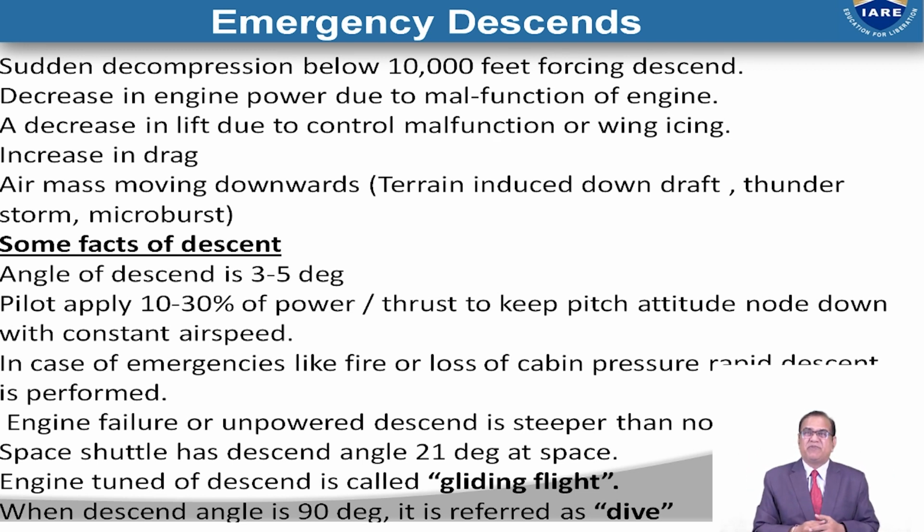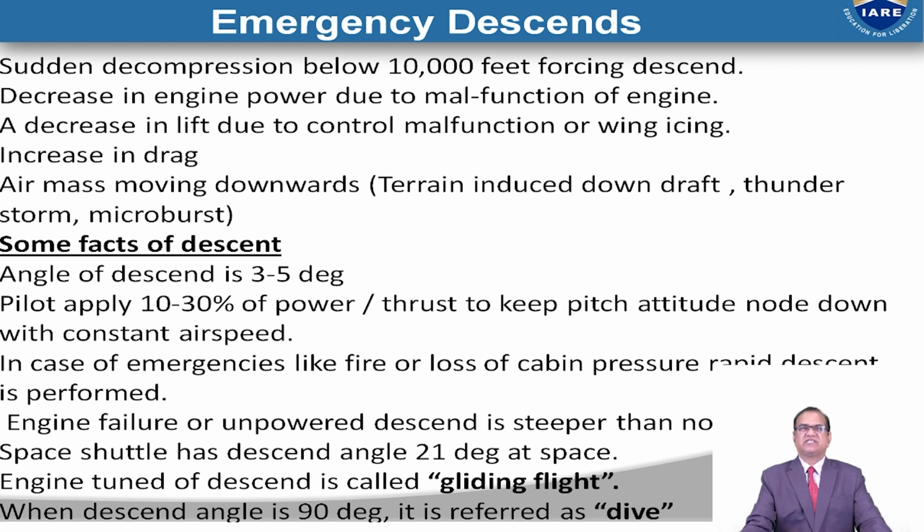Decrease in engine power due to malfunction. If the engine is malfunctioning and it is not able to climb at very high altitude, it has to come down. Decrease in lift due to control malfunction or wing icing. Increase in drag, air mass moving downwards, terrain induced downdraft, thunderstorm and microburst. If these cases are there, you have to come down.